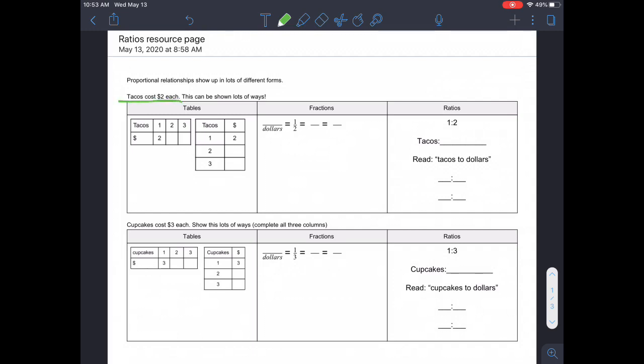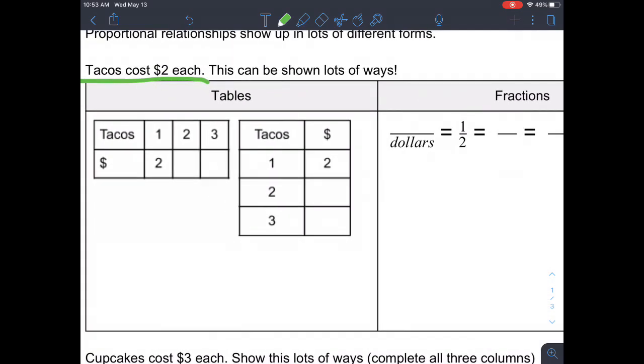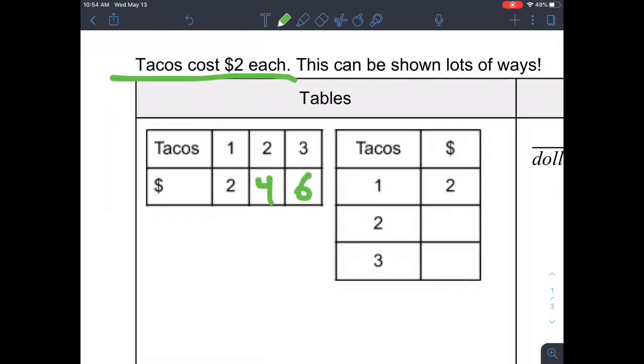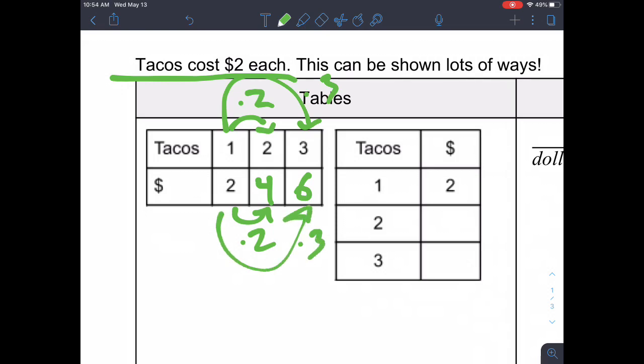Tacos cost $2 each. So that means one taco is $2. 2 tacos would be $4. 3 tacos are $6. All right, so we can fill those in because we can just figure them out from the scenario. We're used to stuff like this because we go and buy tacos all the time, if you're like me. But I also want to make sure that we see we can calculate this because right now it's $2. That's pretty straightforward. And we can just multiply by 2, multiply by 2, or multiply by 3, multiply by 3. When we do that, we're using scale factors.